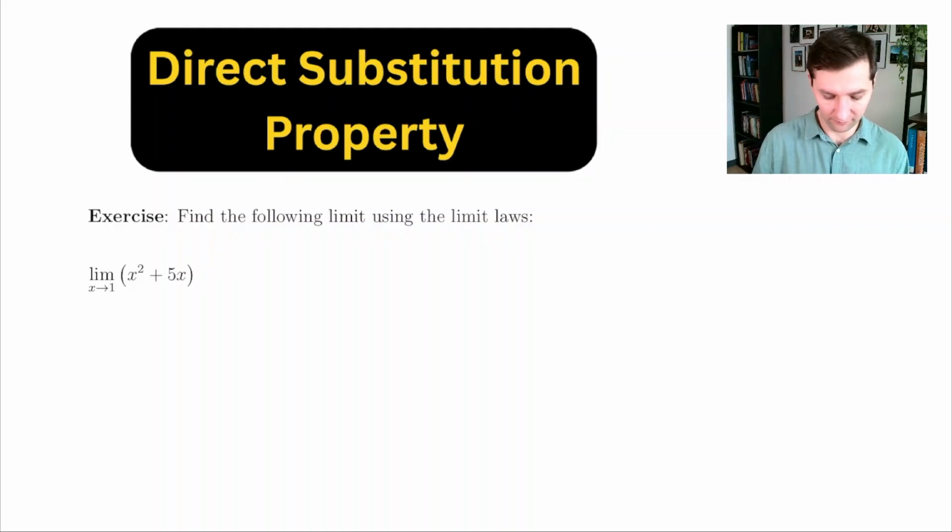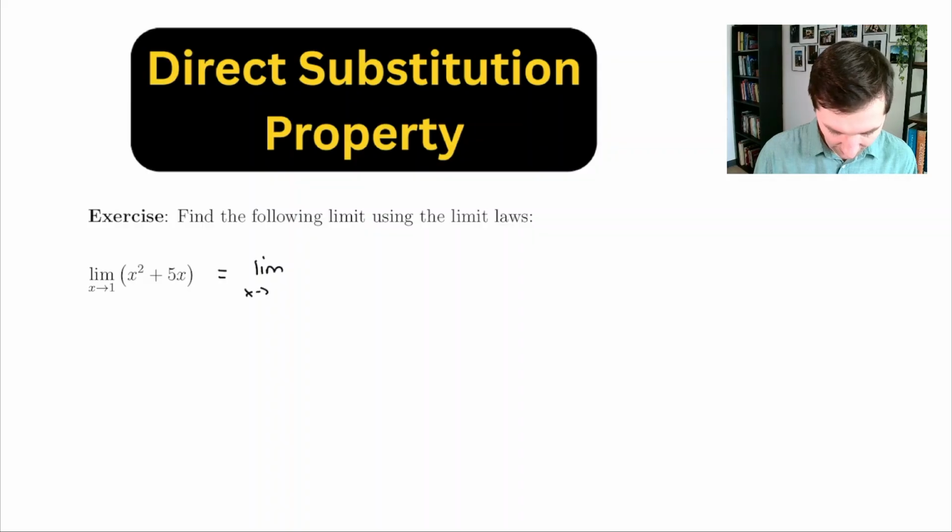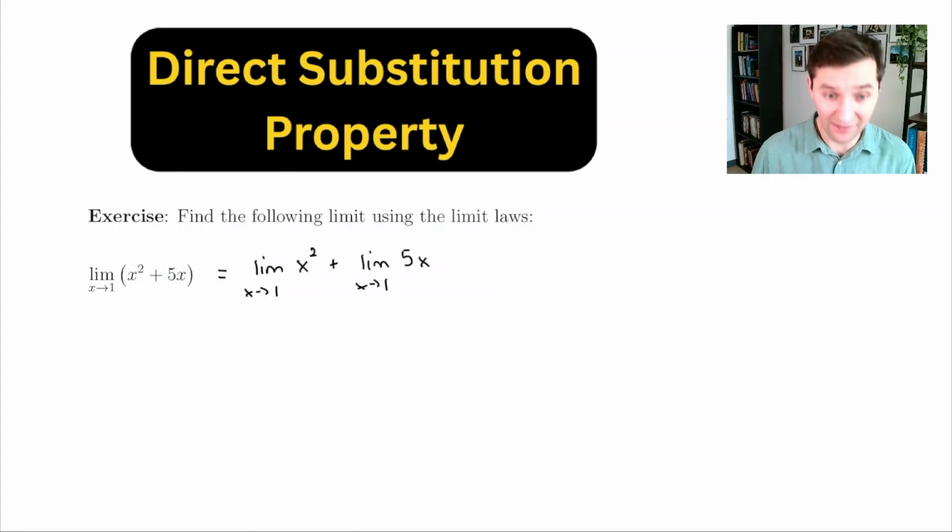First, I apply the sum law and I rewrite this limit as the limit as x goes to 1 of x squared plus the limit of 5x as x goes to 1. So I split this limit into two limits.